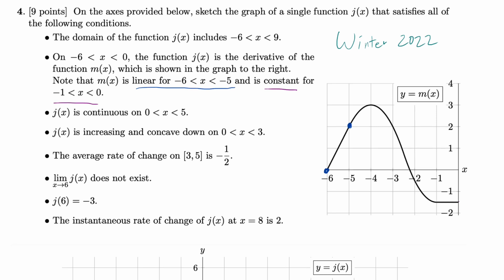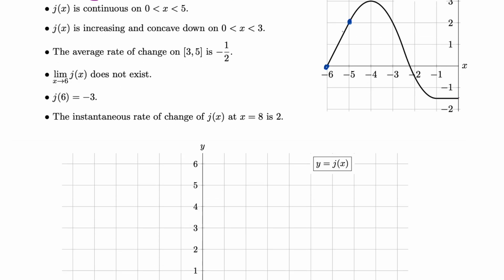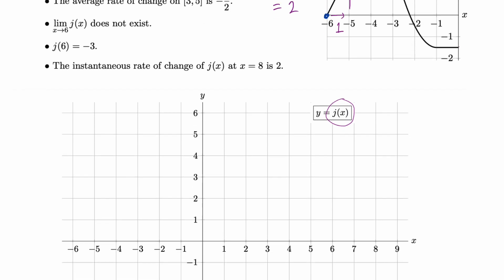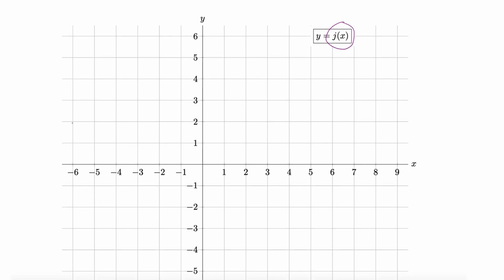So let's actually try using the information below. We know from -6 to -5, m of x is just a line. So we know that g of x, which is the slope of m of x, is going to be constant. And whatever g of x is going to be is really going to be the slope of this line segment here. And what is the slope of this line segment? Well, the change in x is 1. Change in y is 2 here, looking at the grid. So we know the slope of this portion from -6 to -5 is always 2. So that's telling us that g of x is going to be 2 from -6 to -5. So we know this information.